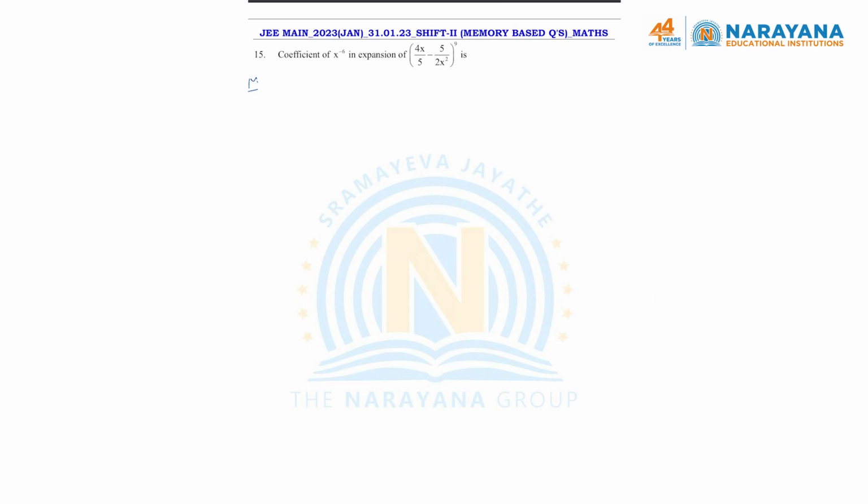Now this is a problem of the binomial theorem. They are asking the coefficient of x to the power minus 6, but we don't know in which term we'll get the x to the power minus 6. So why don't we write the general term, that is T(r+1) equal to 9Cr, 4x by 5 to the power 9 minus r, and minus 5 by 2x square to the power r, equal to 9Cr, 4 by 5 to the power 9 minus r, minus 5 by 2 to the power r.